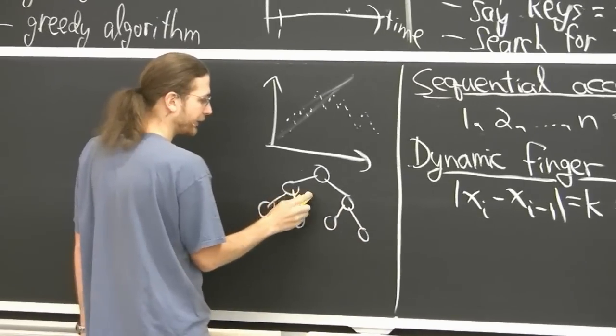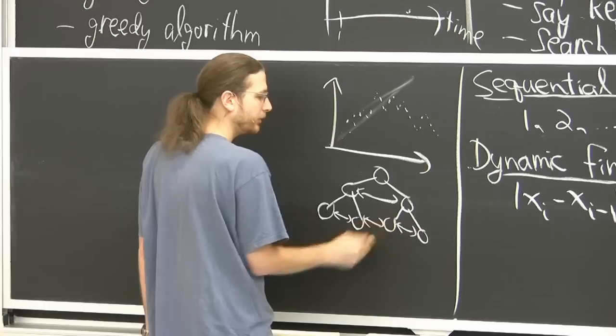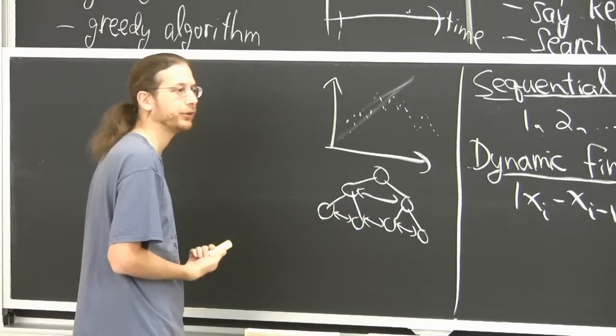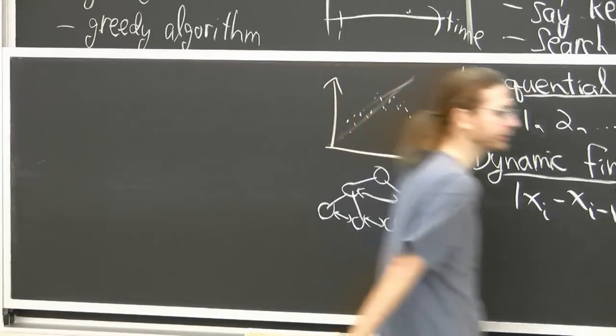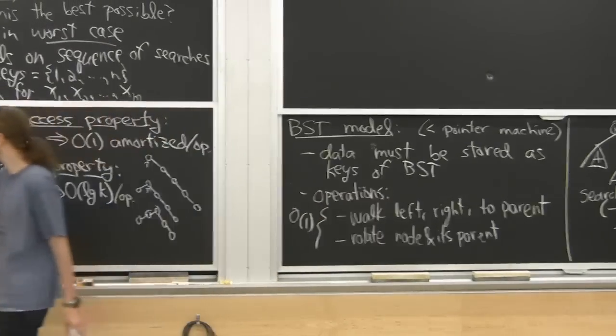A level linked tree looks like this, and I add pointers between adjacent nodes in the same level. This is a pointer machine data structure. It's not a binary search tree, because in binary search trees we are only allowed to walk left, walk right, walk parent. But it's an easy way to do dynamic finger.